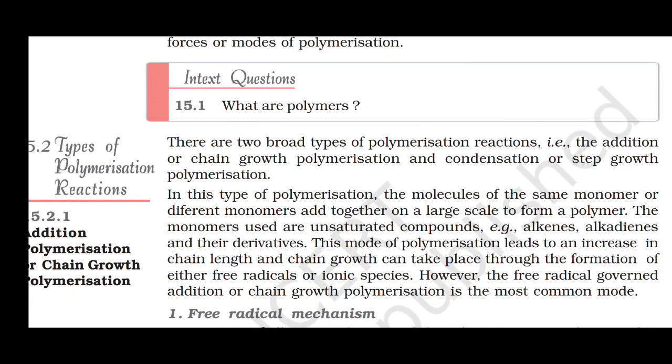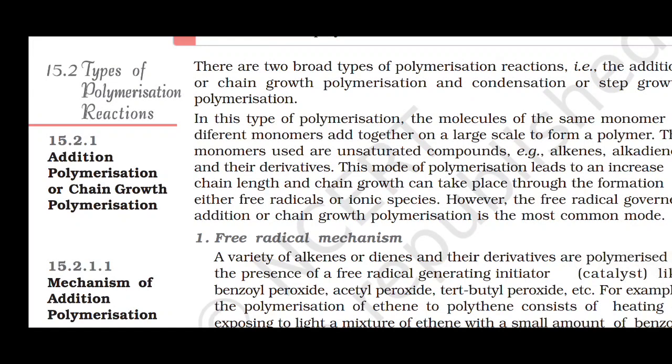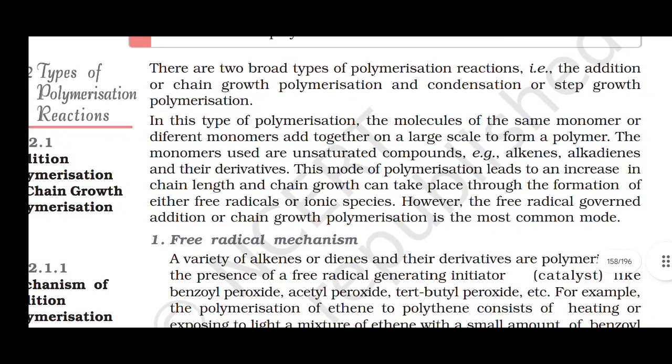Types of polymerization reactions. There are two broad types of polymerization reaction, that is the addition or chain growth polymerization and condensation or step growth polymerization. Addition polymerization or chain polymerization. In this type of polymerization, the molecules of same monomer or different monomers add together on a large scale to form a polymer. The monomers used are unsaturated compounds, example alkenes, alkynes, and their derivatives.